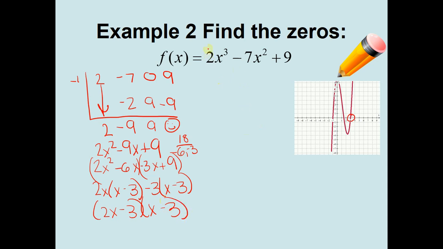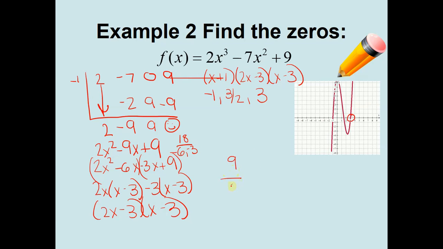Alright, so now let's go ahead and write out our zeros here. So I have, for factors, excuse me, x plus 1, 2x minus 3, x minus 3. And then my zeros are negative 1, 3/2, and 3.